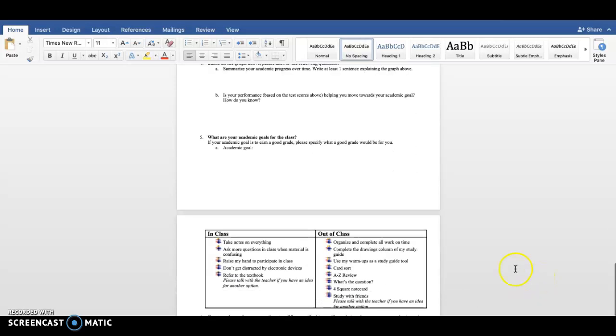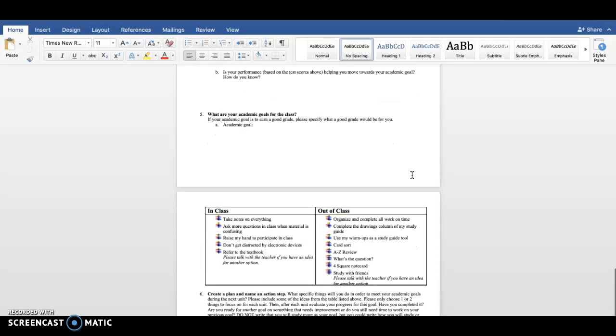Then I ask them, what is your academic goal for either the trimester or the unit? And for some students, it's to get a B or higher on my next assessment. For some students, it's simply to pass the class, which is absolutely fine. So what is their own personal academic goal?